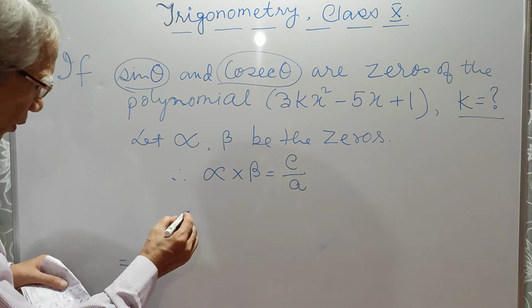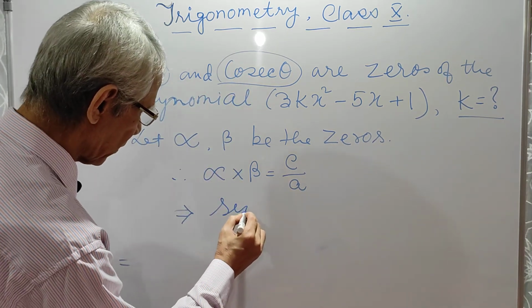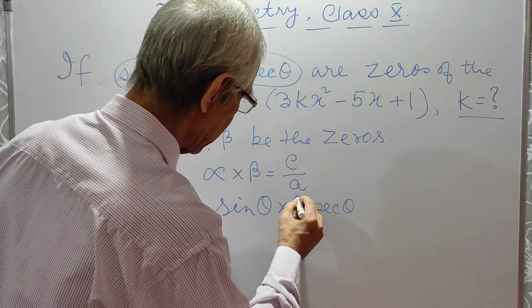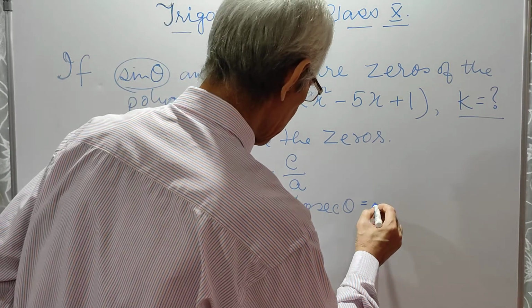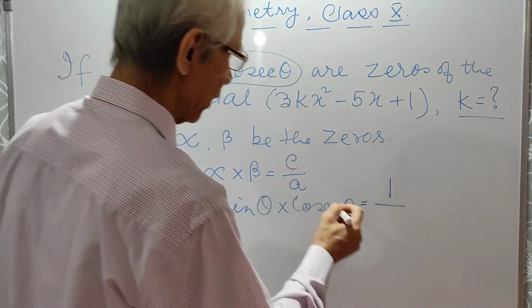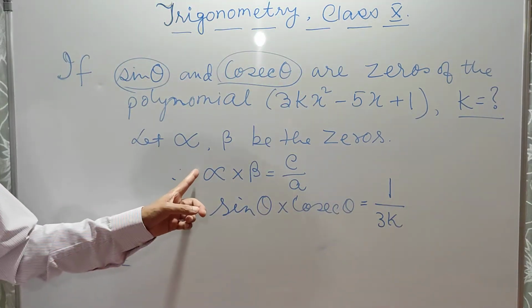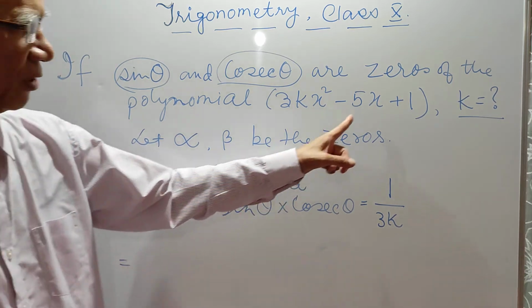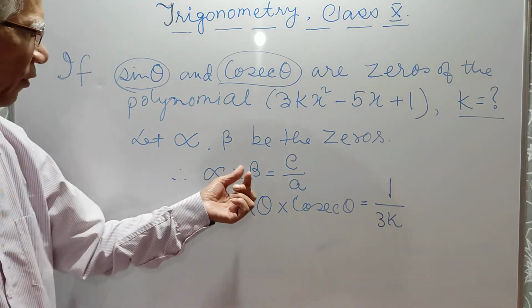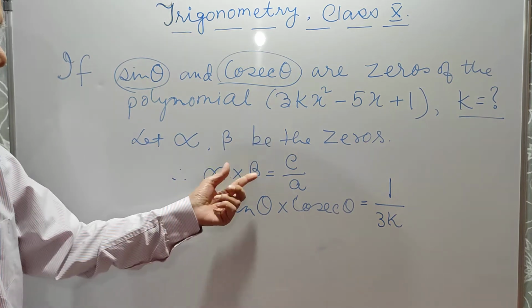All right. So, therefore, what we get? Alpha into beta, that means this into this. Sin theta into cosec theta equal to C by A. Now, what is C? 1. And what is A? 3k. So, product of the roots is C by A. Now, C is 1 and A is 3k. So, 1 by 3k. And alpha is this one. Beta is this one. These are the 2 zeros given. So, alpha and beta are the zeros.